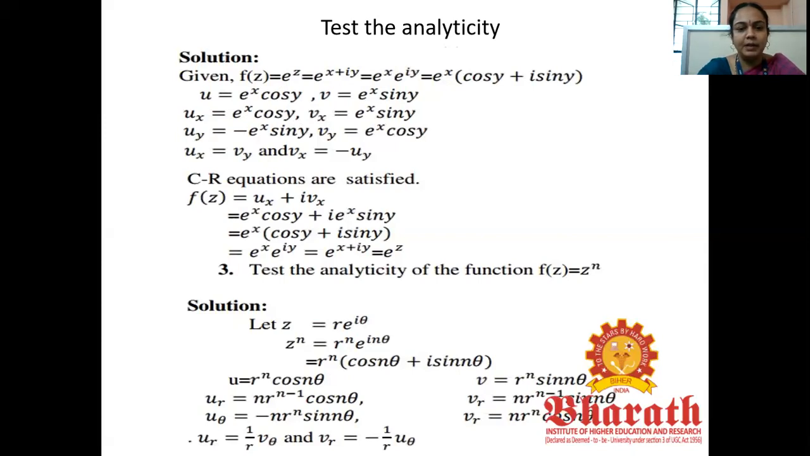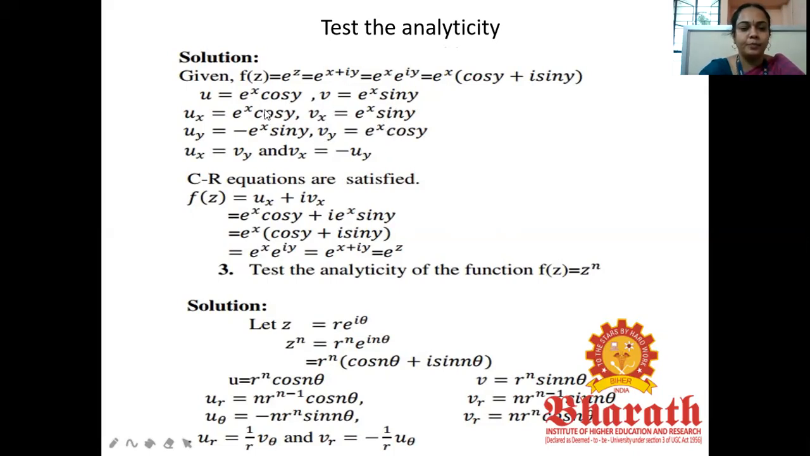For analyticity, we have to verify the CR equations also. So we need to differentiate u and v with respect to x as well as y. So ux, the differentiation of u with respect to x, is e power x cos y. Similarly, the differentiation of v with respect to x, vx, is e power x sin y. The differentiation of u with respect to y is e power x, and the differentiation of cos y is minus sin y. The differentiation of v with respect to y is e power x, and the differentiation of sin y is cos y.